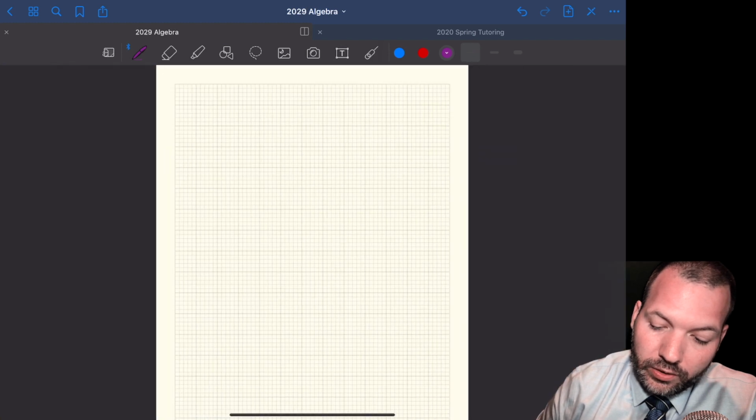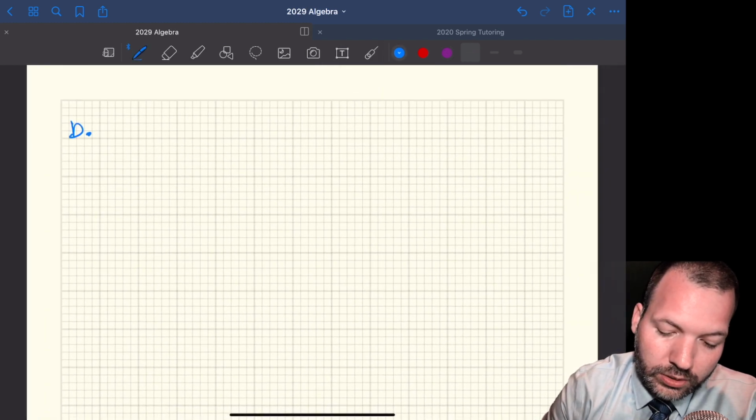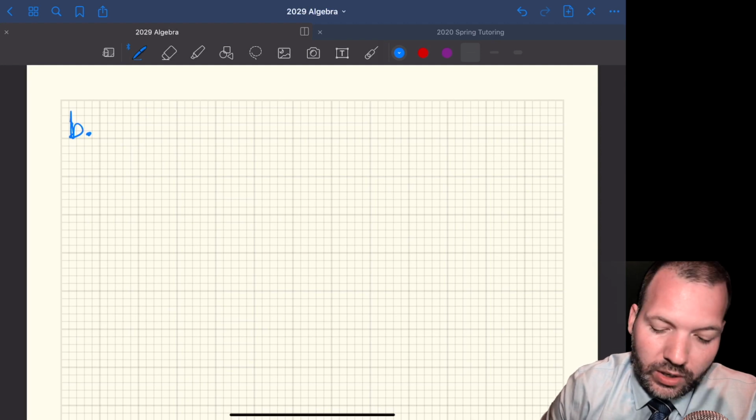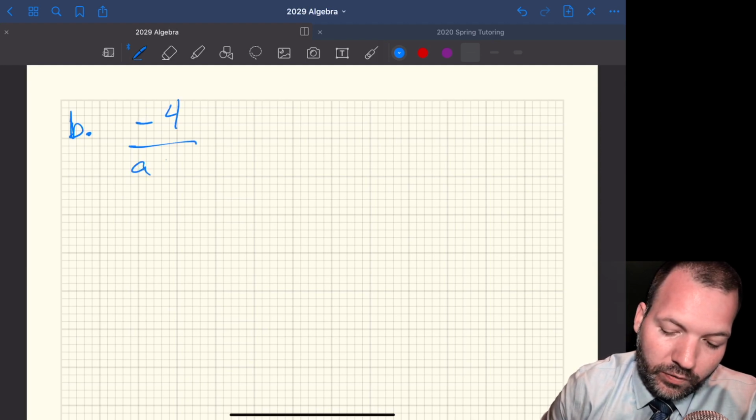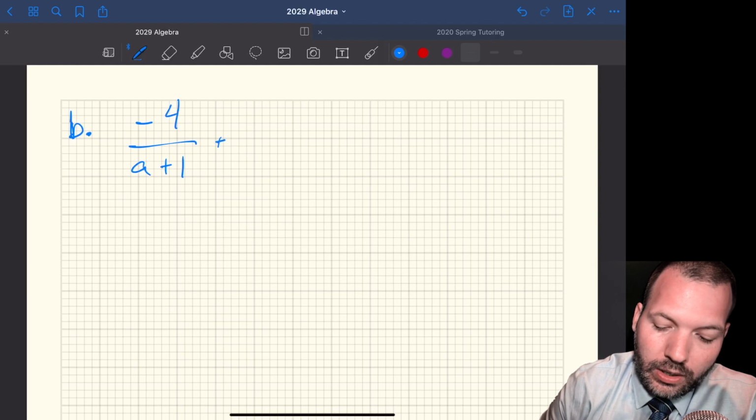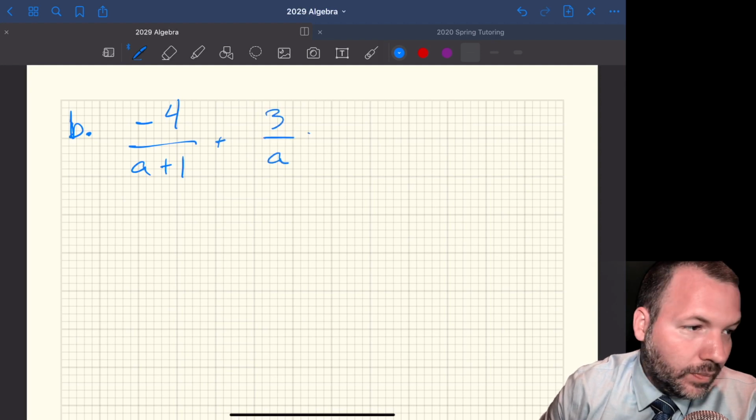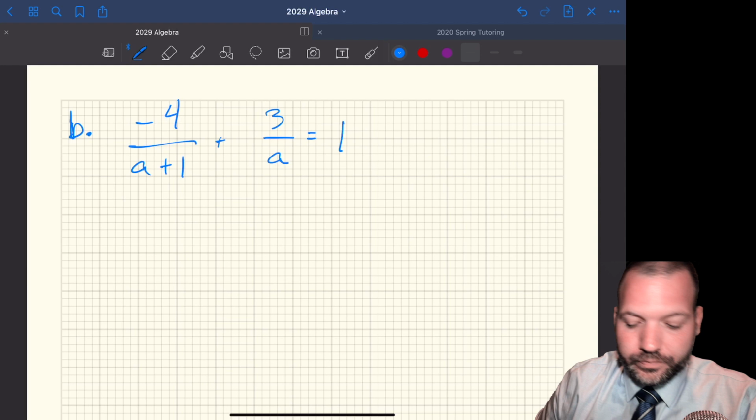Let's do another one of those. I know that's probably a little bit strange to you. Example 2b, we've got negative 4 over a plus 1 plus 3 over a equals 1.